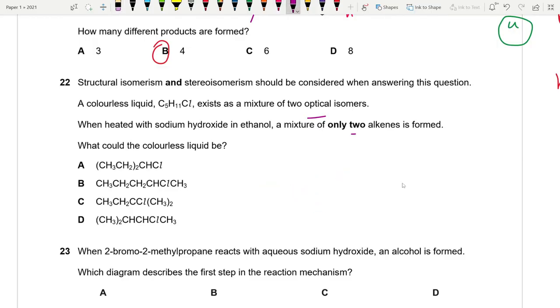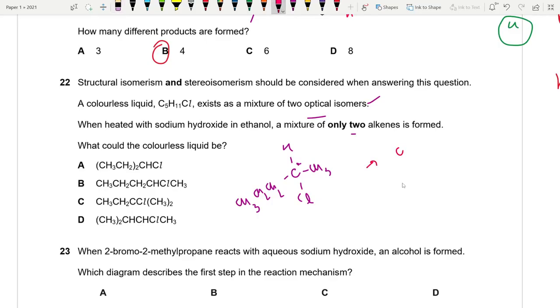Moving on to B, we have CHCl, CH3, CH2, CH2, CH3. For this we have a chiral carbon. Okay, this meets the first criteria. When heated with sodium hydroxide and ethanol, a mixture of only two alkenes is formed. Okay, cool. So if we heat it with NaOH in ethanol, ethanoic NaOH, we're gonna get an elimination reaction.